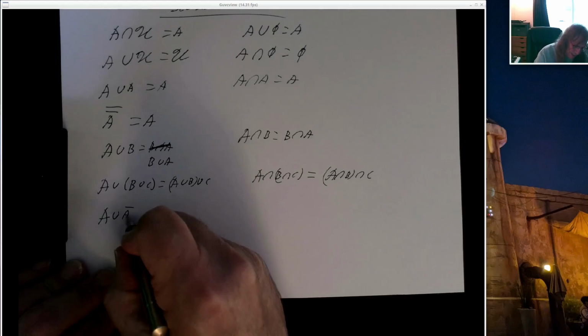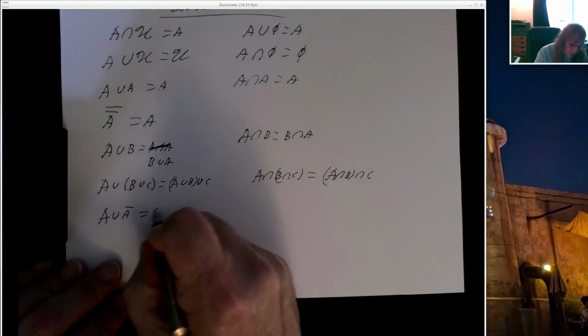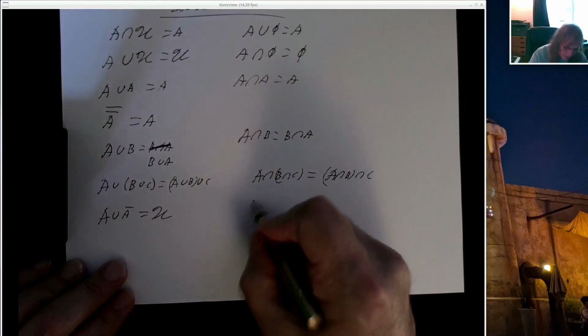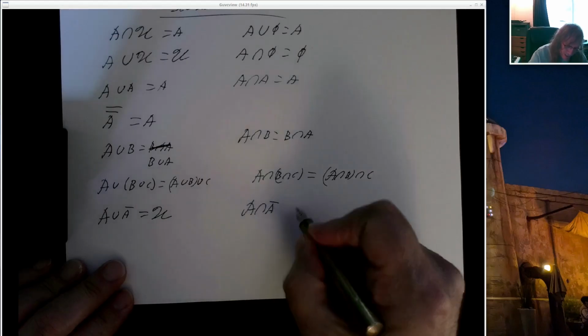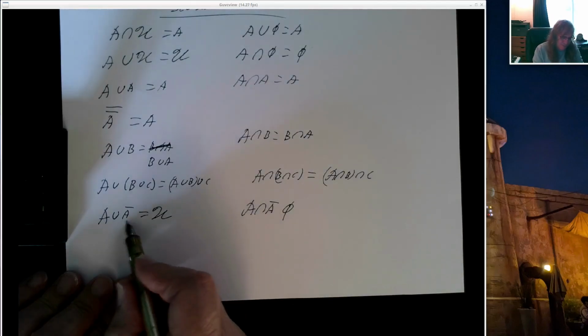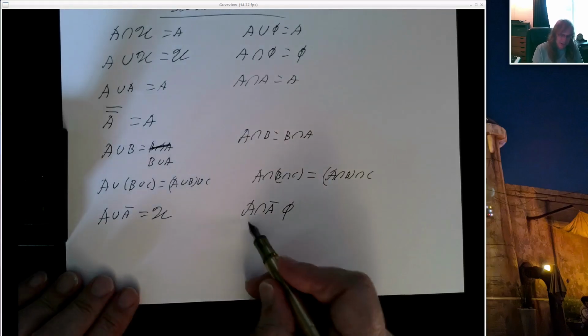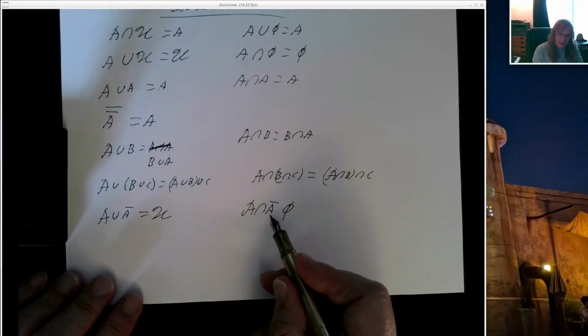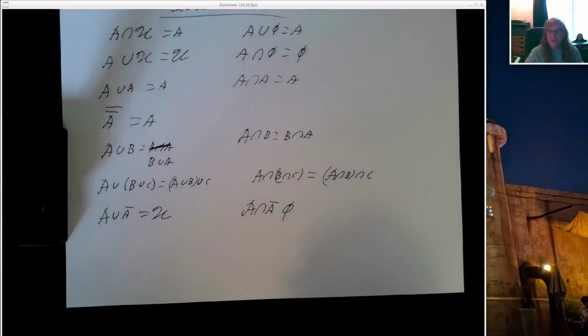If we take A and we union it with its complement, we get the universal set. If we take A and we intersect with its complement, we get the empty set. So everything that's in A or not in A, that's everything. Everything that's in A and also not in A, that's nothing. That's the empty set.